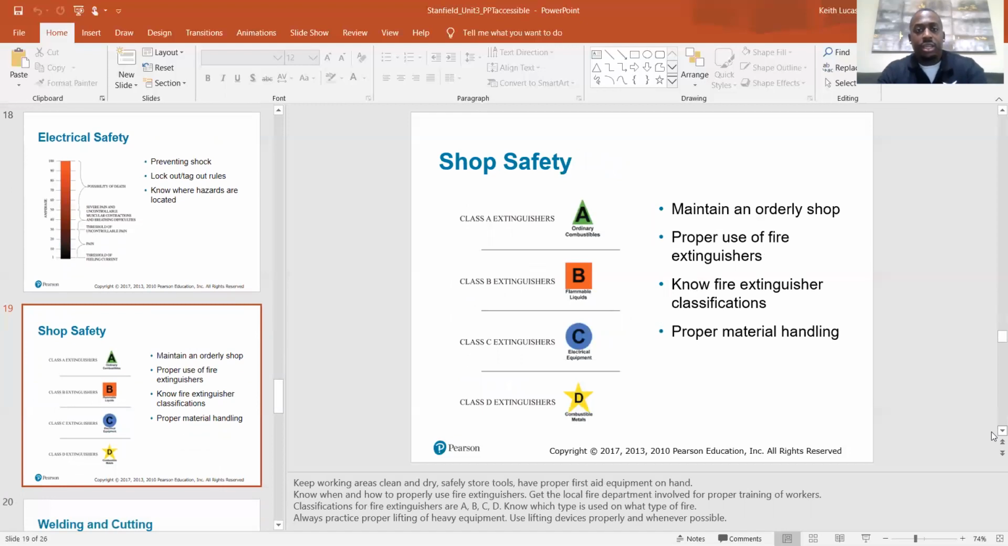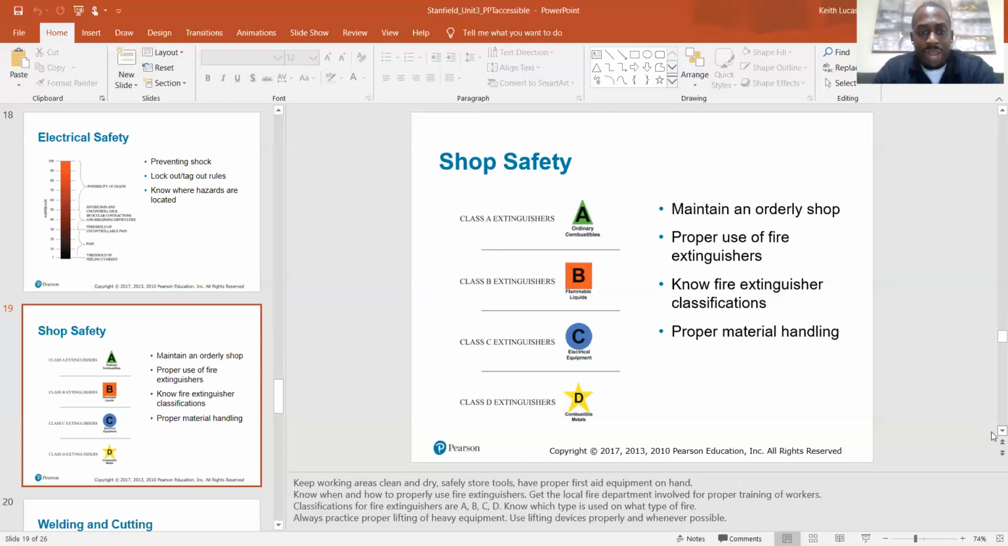Better safe than sorry. Shop safety. Keep working areas clean and dry. Safely store tools. Have proper first aid equipment on hand. Know when and how to properly use fire extinguishers. Get the local fire department involved for proper training of workers.